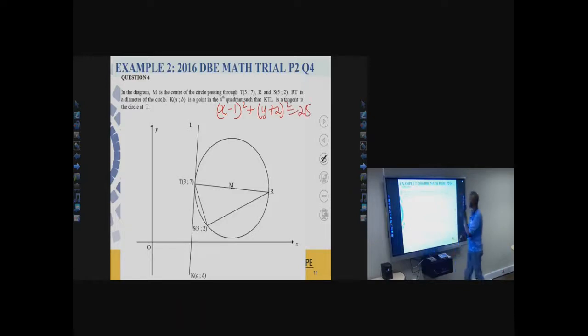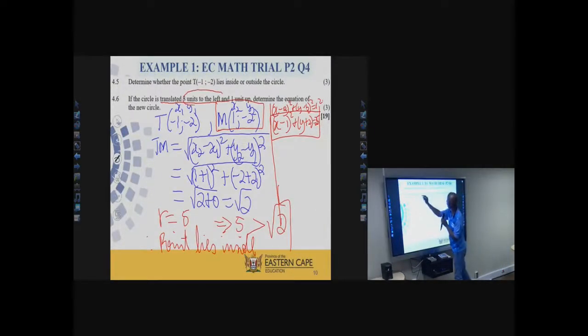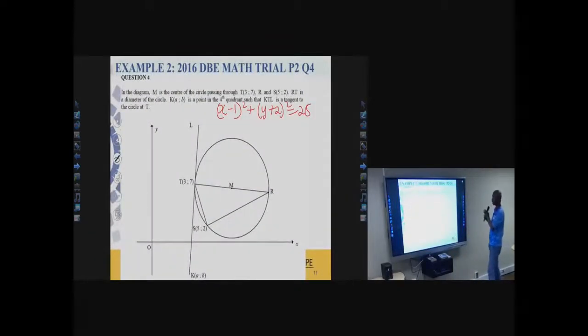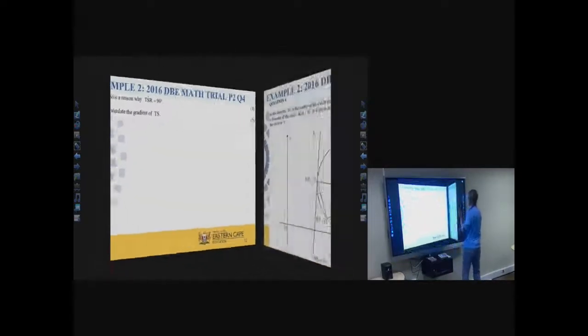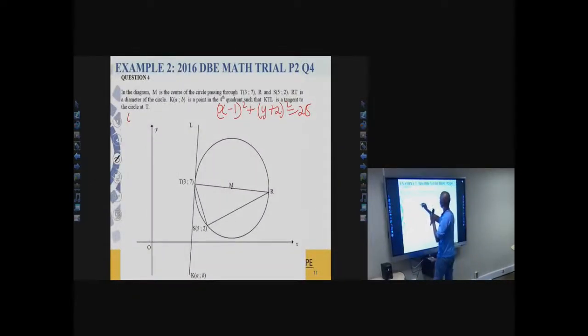Now they say translate that thing 3 units. It's translated 3 units to the left. It means that when you are translating it to the left, you add. To the right, you subtract. Up, you subtract. Down, you add. Why do we do that? Remember that this thing is simply x. This thing is simple. X minus 1 is equal to 0. So x is equal to 1.